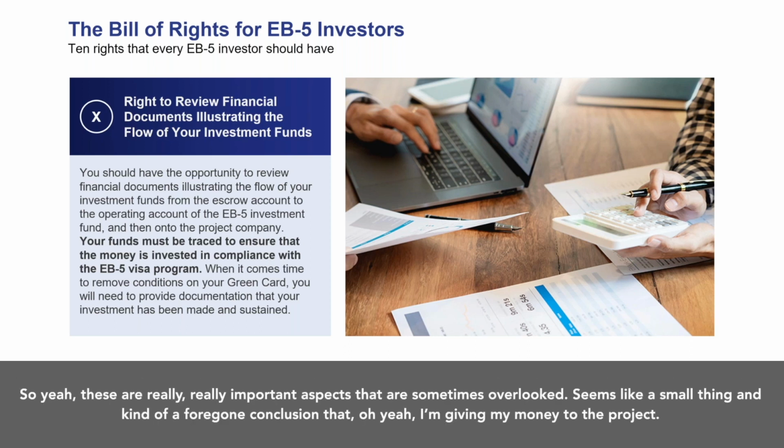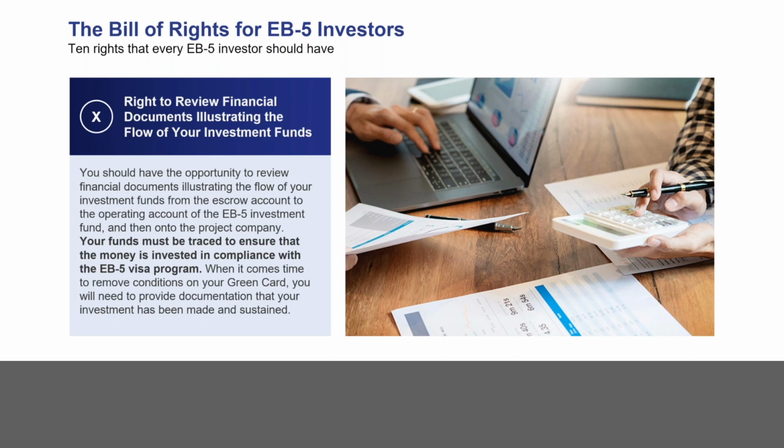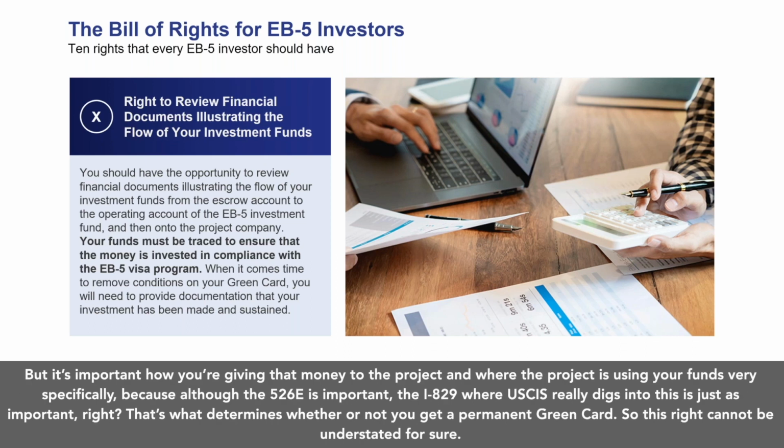So these are really, really important aspects that are sometimes overlooked. It seems like a small thing and kind of a foregone conclusion that, oh yeah, I'm giving my money to the project, but it's important how you're giving that money to the project and where the project is using your funds very specifically, because although the I-526E is important, the I-829, where USCIS really digs into this, is just as important, right? That's what determines whether or not you get a permanent green card. So this really cannot be understated.